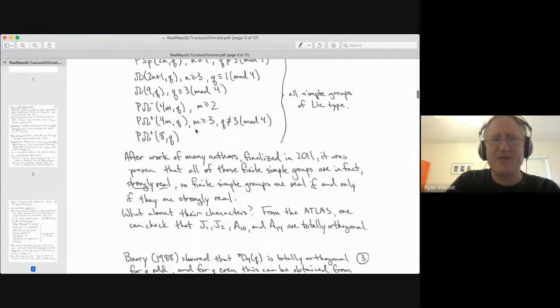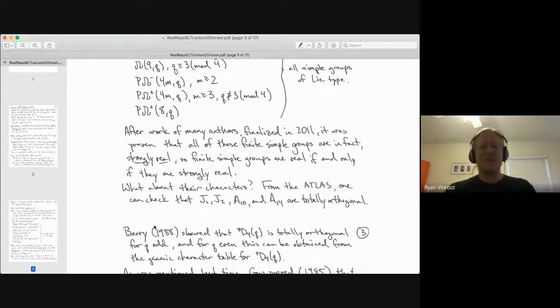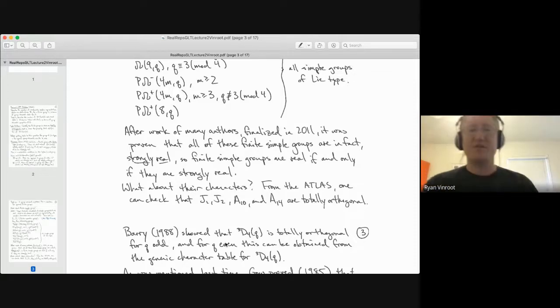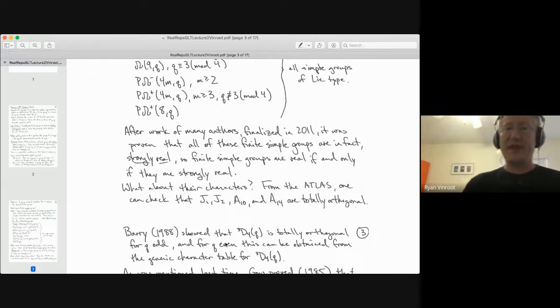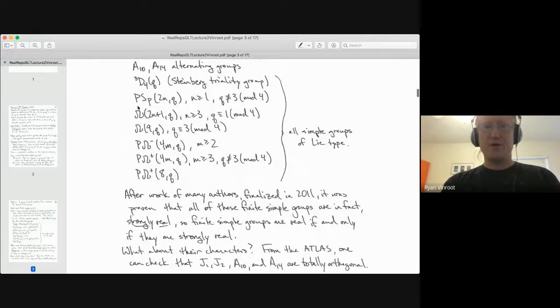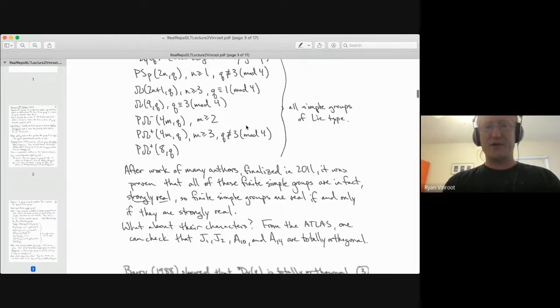And then the Steinberg triality group was covered in a paper of Barry, who was, I believe, a student of Rodgau, and showed that this group, when Q is odd, is totally orthogonal. There's a generic character table for this group. And when Q is even, you can also get the information that it's totally orthogonal. So that group's totally orthogonal. Now, the rest of these groups all come from either an orthogonal group or a symplectic group. These come from symplectic groups. The rest come from orthogonal groups.